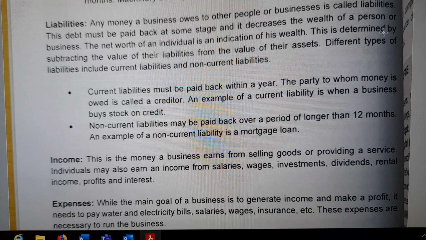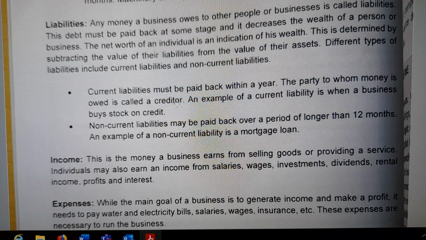But with liabilities, we only have two types: current liabilities and non-current liabilities. Let's look at each. A current liability must be paid back within a year. So if it's a loan that you took, you must pay it back within a year.